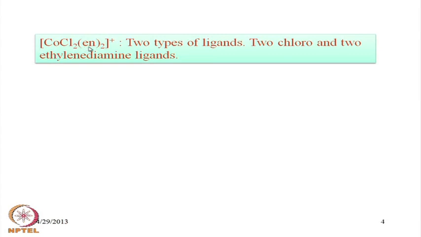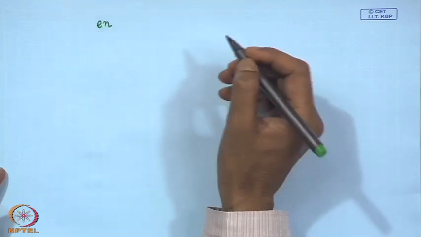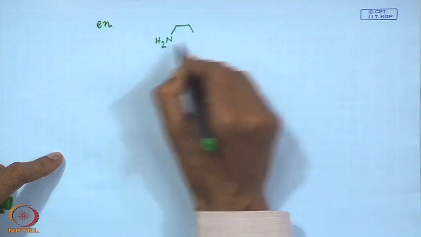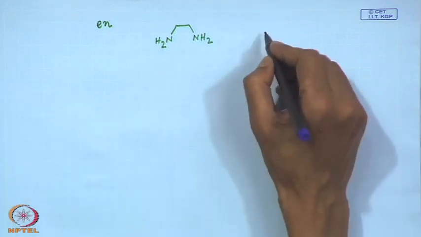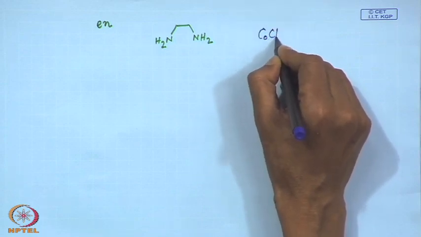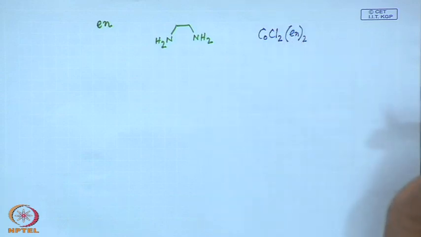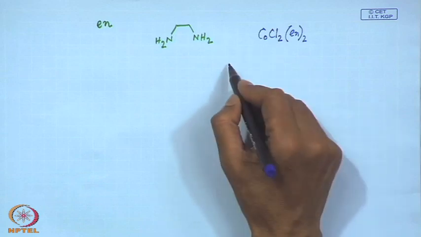Similarly, we go for the corresponding polydentate ligand, in the compound CoCl2(en)2. In this particular case, we are bringing in the polydentate ligand, that means ethylene diamine, which is NH2 and NH2, and the compound is cobalt CoCl2(en)2. So, we have 2 of these bidentate ligands.